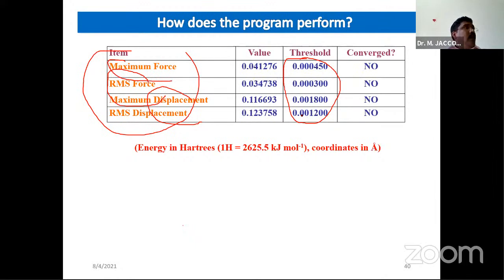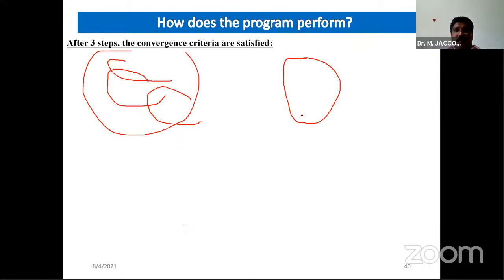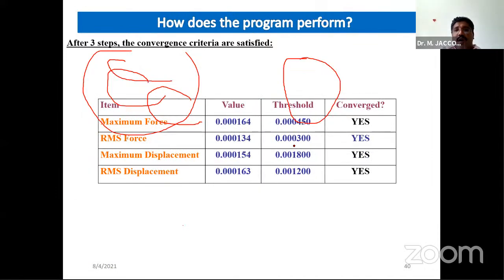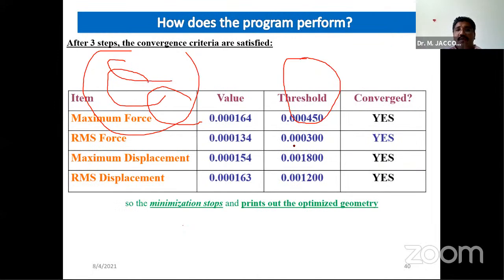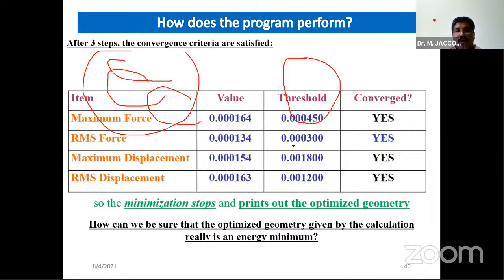Once that is done, you get the energy and the optimized molecule. After 3 steps, that means I have a much closer geometry. I got the 4, yes, my molecule is optimized. Yes, I got the energy, and it prints out the optimized geometry.